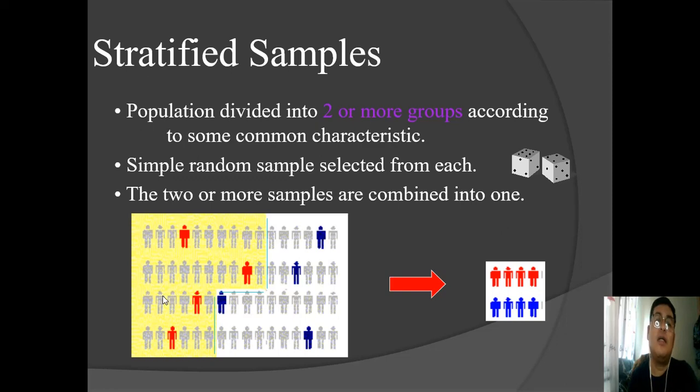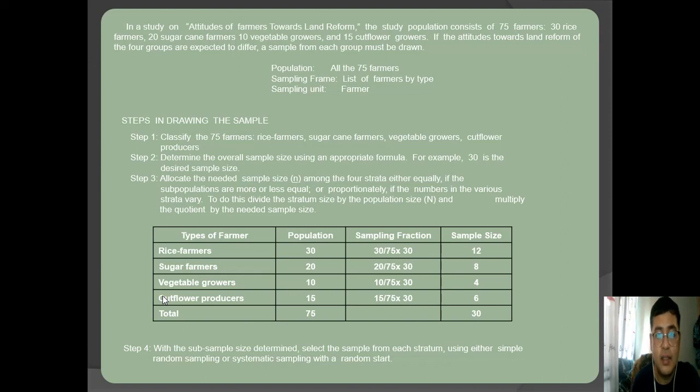Stratified, stratified sampling naman, population is divided into two or more groups according to some common characteristics. So simple random samples are selected from each, so the two or more samples are combined into one. Okay, so that is stratified random sampling.